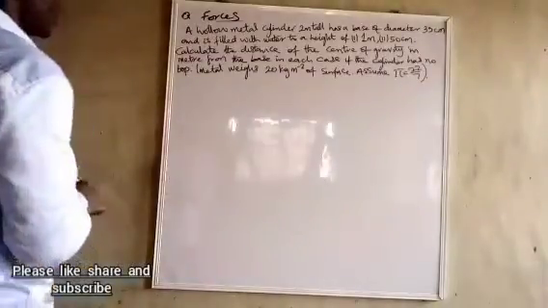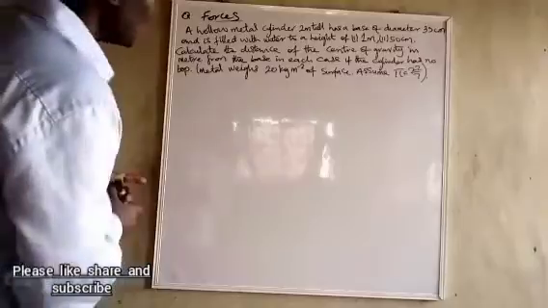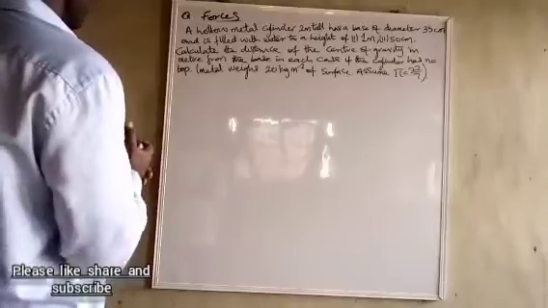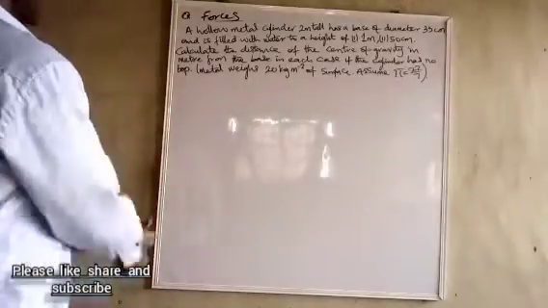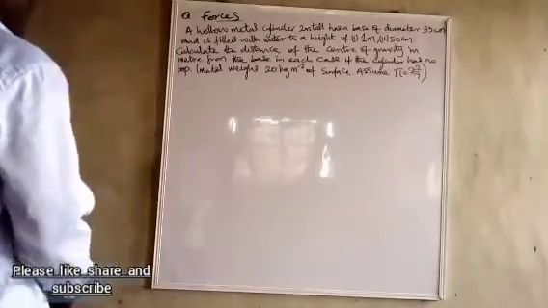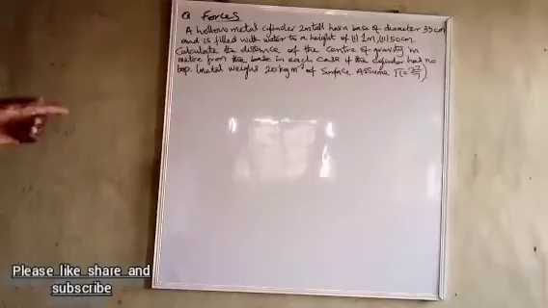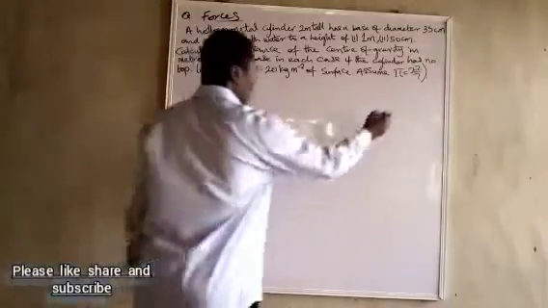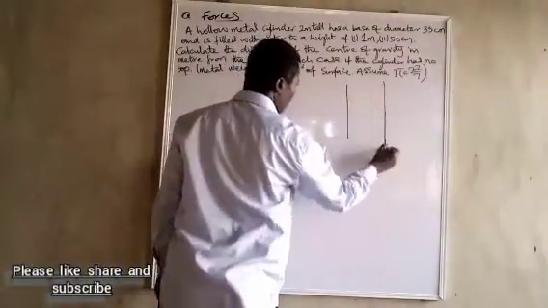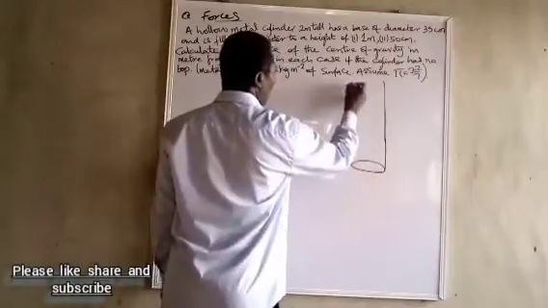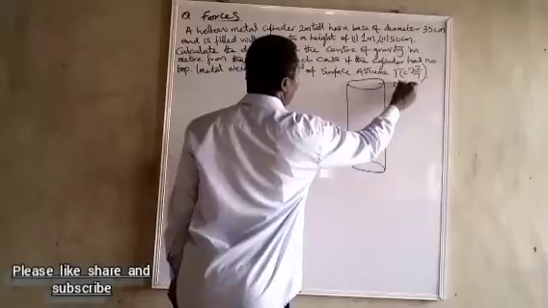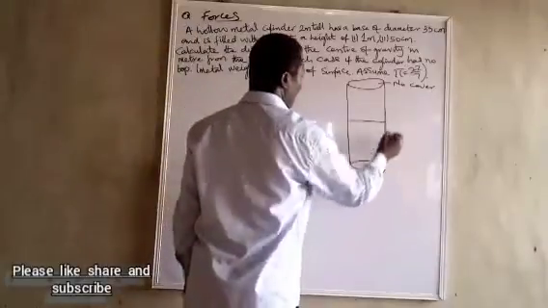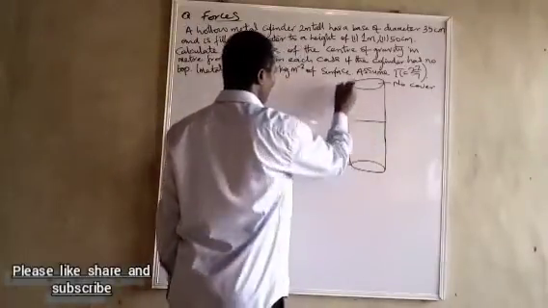A hollow metal cylinder 2 meters tall has a base of diameter 35 cm and is filled with water to a height of 1 meter or 50 cm. Calculate the distance of the center of gravity in meters from the base in each case if the cylinder has no top. Metal weighs 20 kg per meter square of surface. Assume pi equals 22/7. So we have a situation like this, and no cover, and it's filled with water to the 1 meter height. So the whole is 2 meters.